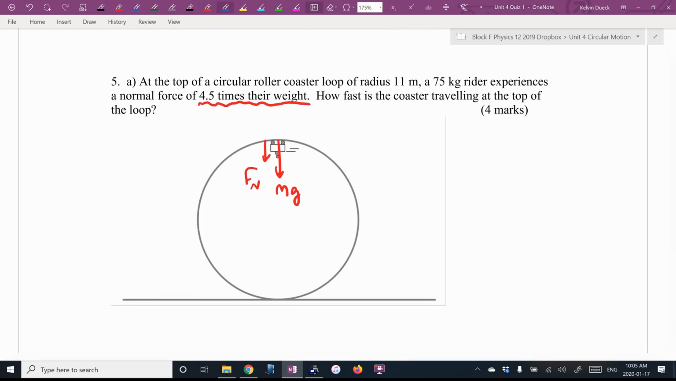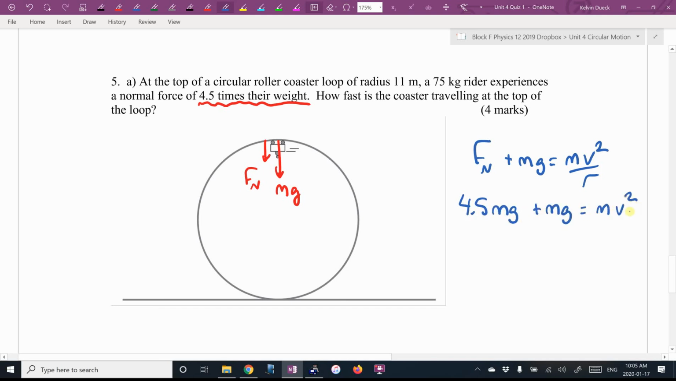In fact, I'm going to get this. Normal force plus mg equals m, and since they're asking for speed, I went v squared over r. I don't know the normal force. Yeah, I do. It's 4.5 times the weight. What's the equation for calculating an object's weight? Yeah, it's going to be 4.5 mg plus mg equals mv squared over r.